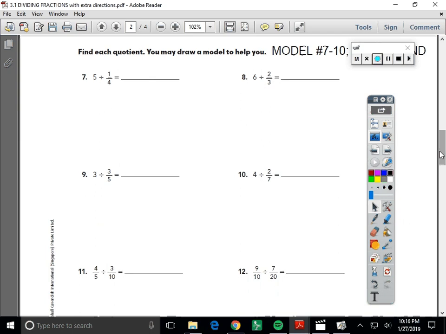So numbers 7 through 10, again, I'm looking for a model. So I'm going to kind of skip around here for you. I think I'll take a look at numbers 9 and number 10, in particular, because their numerators are kind of special. I think that could be challenging for us. So for number 9, I'm supposed to draw how many whole bars? 3. So I want to see from you that you draw me 3 whole bars.